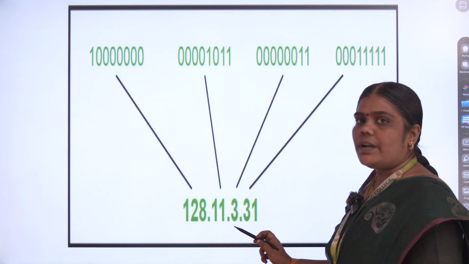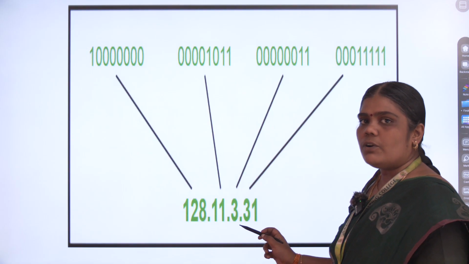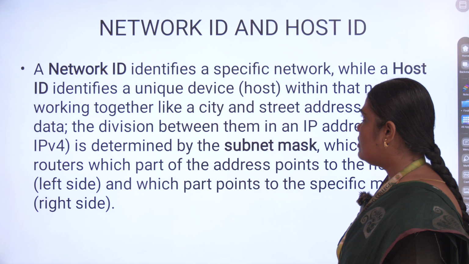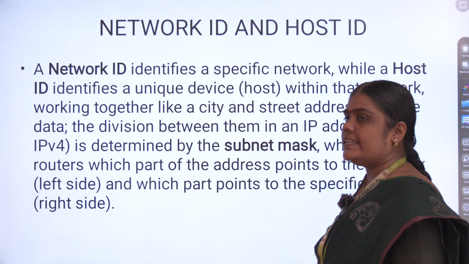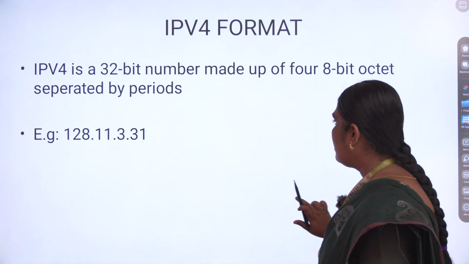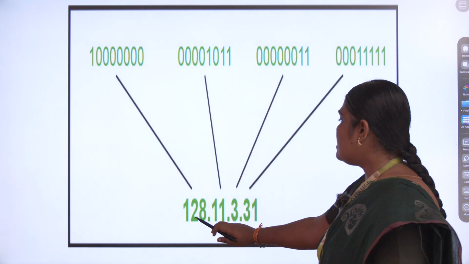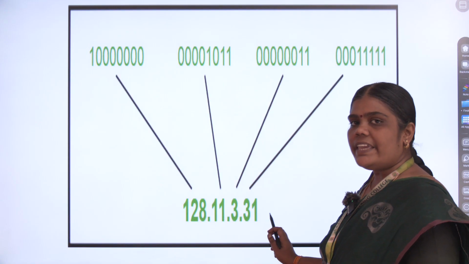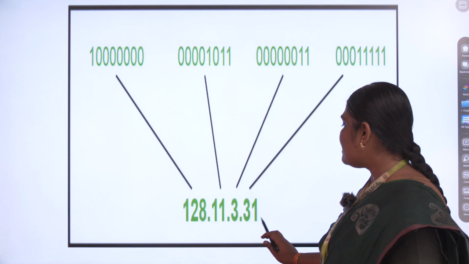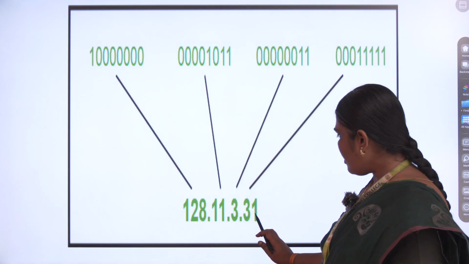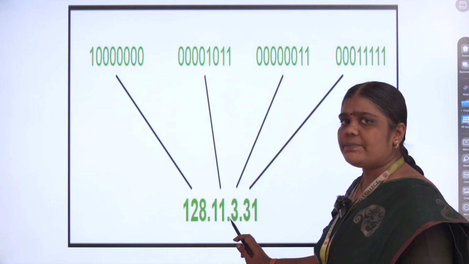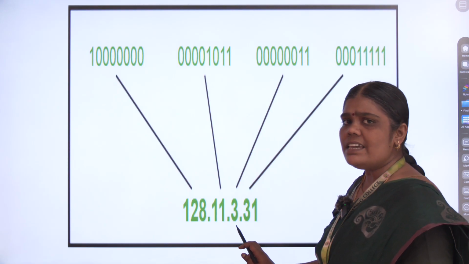Why am I saying a 32-bit address is an IPv4 address? Because the space given for IPv4 is 32 bits. So, what is the network ID and host ID? In 128.11.3.31, this number is conveying us some information. The last bits represent the host bits or host ID. The remaining portion represents the network ID. So, the partition between the network ID and host ID is given by a subnet mask.